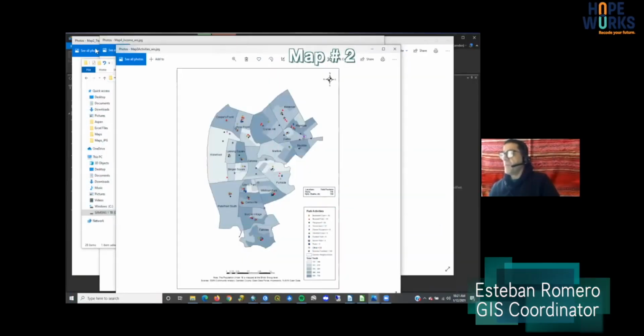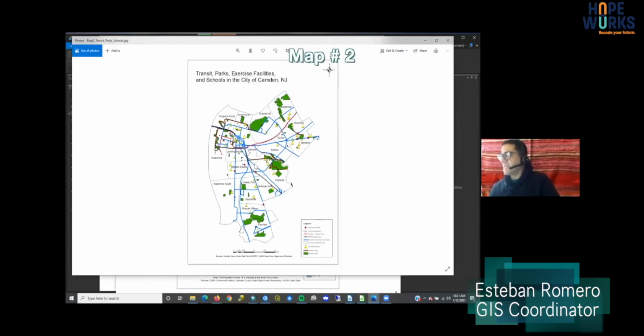Okay, the second map indicates accessibility to parks and facilities. Because again, the assumption was, okay, the more accessible, either by bus, driving, train, bikeways, trails, the more accessible the parks are, the more access there is going to be. I mean, the youth is going to participate more in different activities.